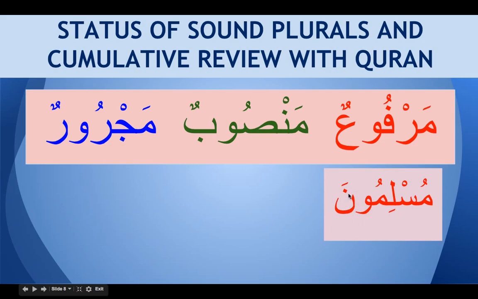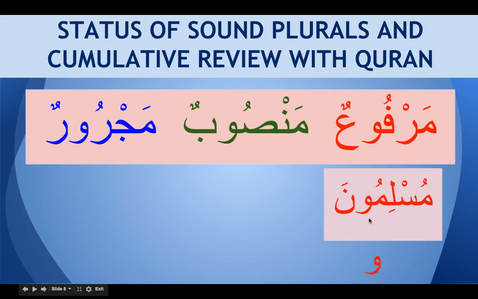So how do we know that this noun is marfu? It is by the presence of waw. This waw tells us that it is marfu. This noon is the noon for jama, so we don't consider it a sign of status ending. So we will take waw as the status ending. This gives us the indication that this noun is marfu.